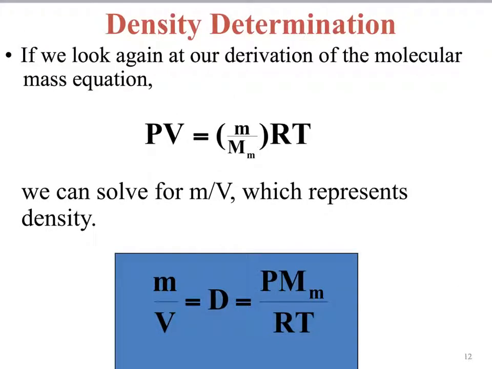Now let's take this a step further. We know that density is equal to mass over volume. So if I rearrange PIVNERT, solving for mass and volume, and plug density in instead, I can develop the equation D equals P times molar mass over RT. So again, I can be given some information and actually calculate the density of a gas.